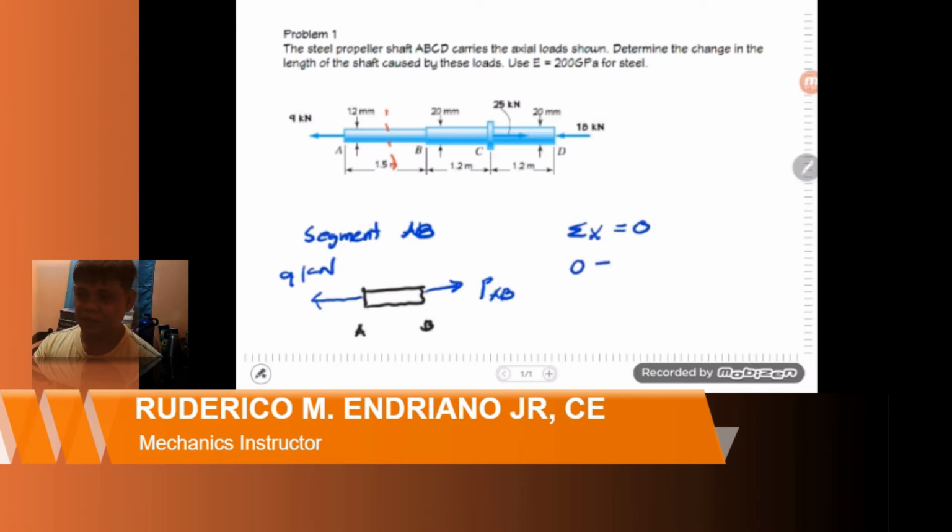So using equilibrium, we have 0 equals P_AB minus 9, so we can easily determine P_AB to be equal to 9 kilonewton. And since the direction of our internal force is away from the body, that means we have tension.